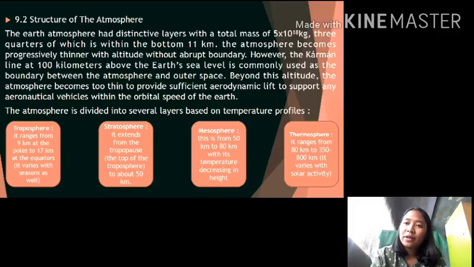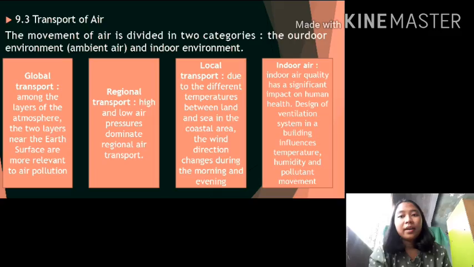Next, mesosphere. This is from 50 km to 80 km with its temperature decreasing in height. Next, thermosphere. It ranges from 80 km to 350 till 100 km. It varies with solar activities.